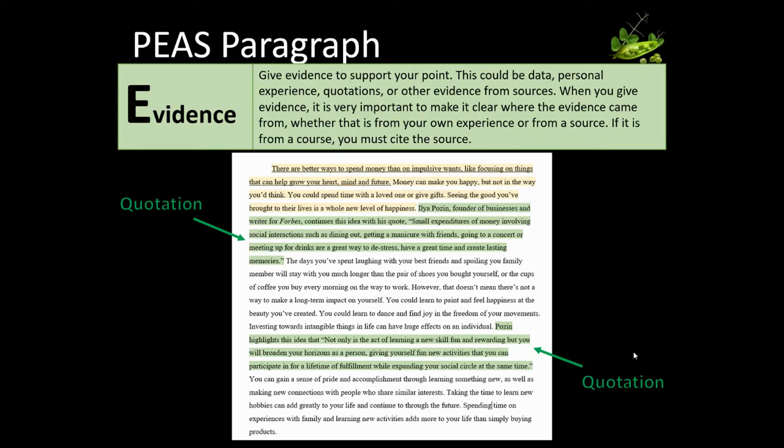Once you get to the evidence, I have that highlighted in green. The evidence is to support your point. It could be data, personal experience, quotations, or other forms of evidence from sources. And when you give evidence, it's very important to make it clear where the evidence came from, whether that is from your own experience or from a source. And if it's from a source, you must cite that source. So the first piece of evidence we have in this paragraph is a quotation. And then later on, we have another piece of evidence in the form of a quotation from the same author.